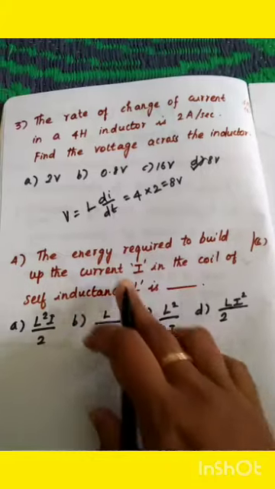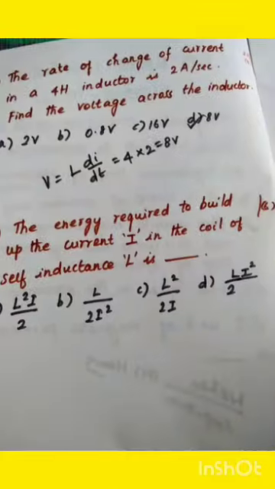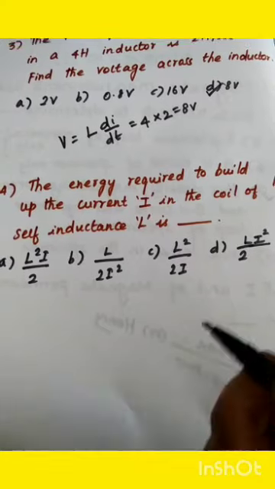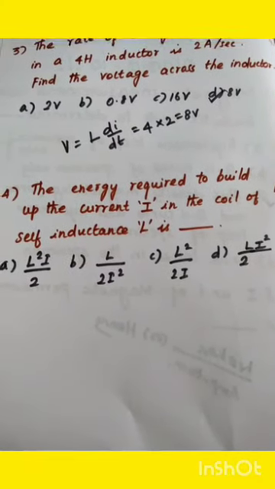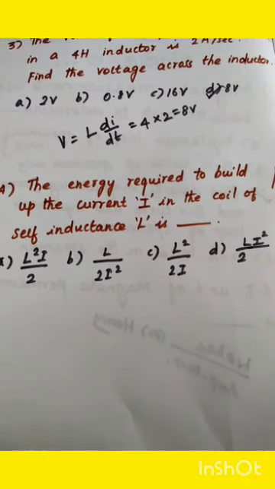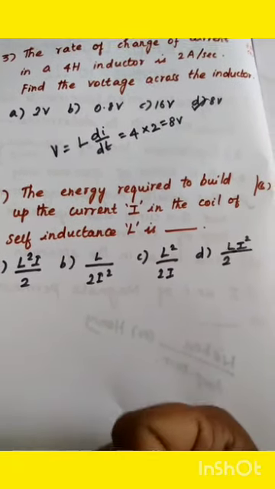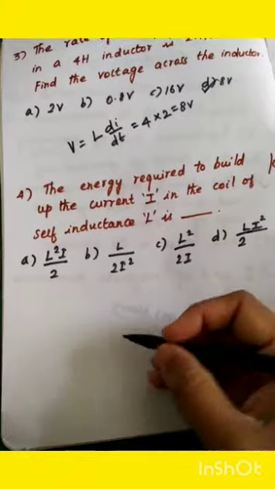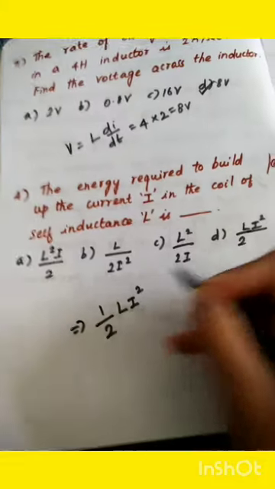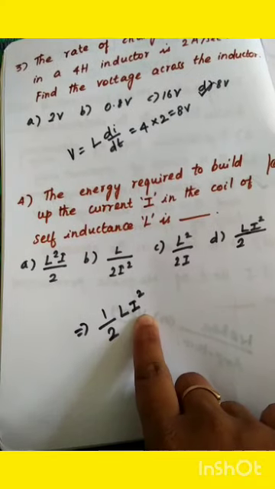The next question, the energy required to build up the current I in a coil of self inductance L is dash. They have given you 4 different formulas to confuse us. Anyway, we need to memorize the formula. An inductor is a coil which stores magnetic energy in a magnetic field, and the SI unit of inductance is Henry. The magnetic potential energy stored in the inductor, please keep it in mind, is half into Li square, where L is the inductance of the inductor and I is the current flowing through it.